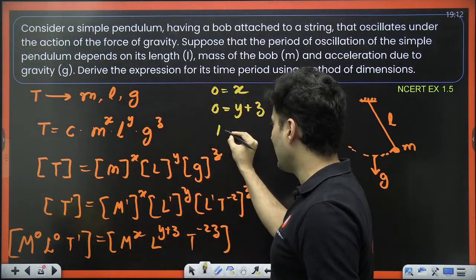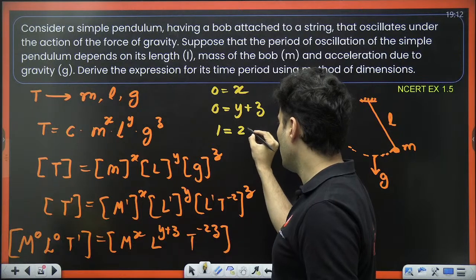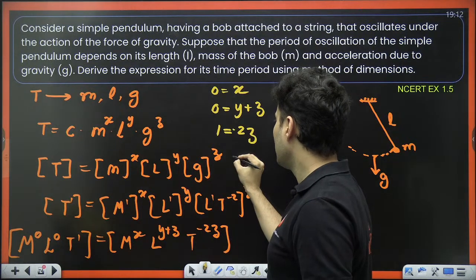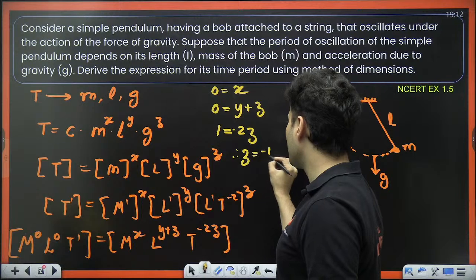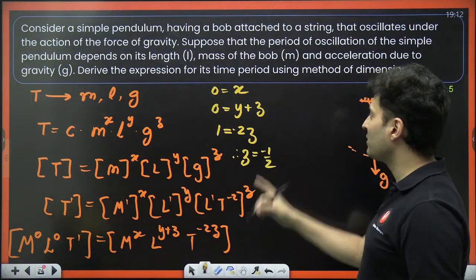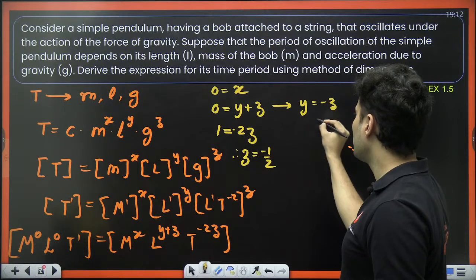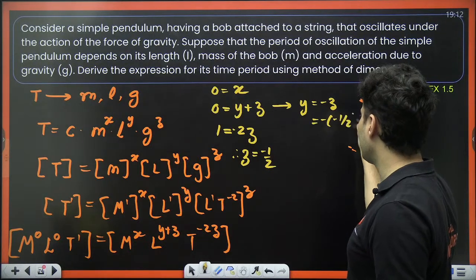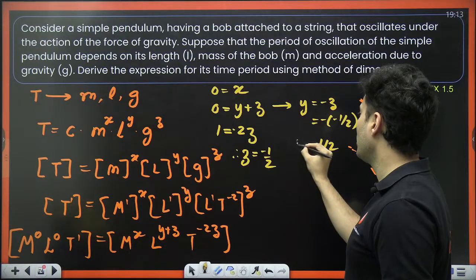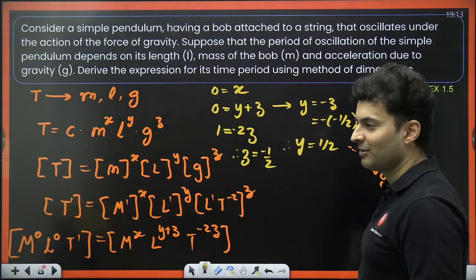And here for time, 1 is equal to -2z. Therefore, z will be -1/2. If z is -1/2, from here y is minus z, so it is minus of -half, so it will be +half. So y is basically +half.